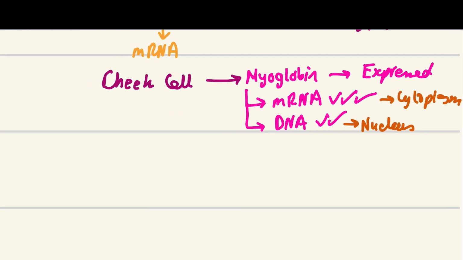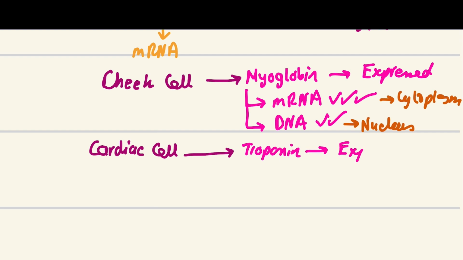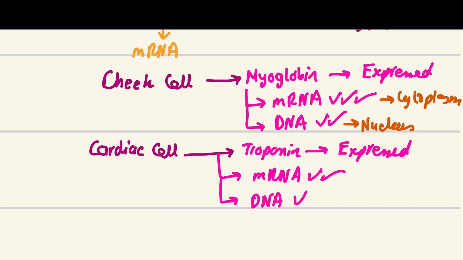Let's go with a cardiac cell. My cardiac cell has, let's say, a protein called troponin that is being expressed. Same thing that is happening ऊपर, ठीक है. और जल्दी से मैं लिख देता हूँ, mRNA होगा, एक्सप्रेस हो रहा होगा, and also DNA भी obviously present होगा.